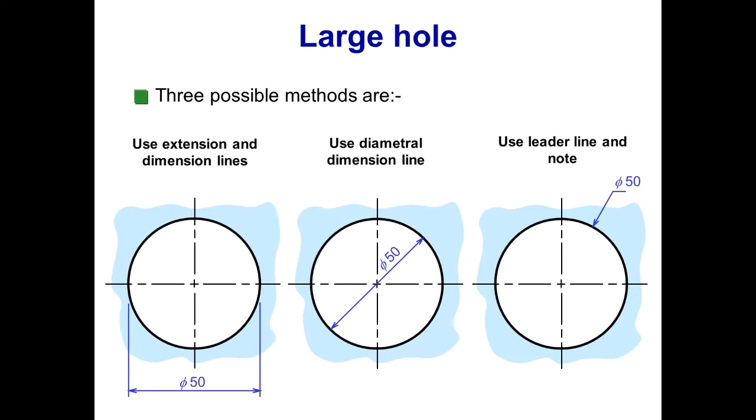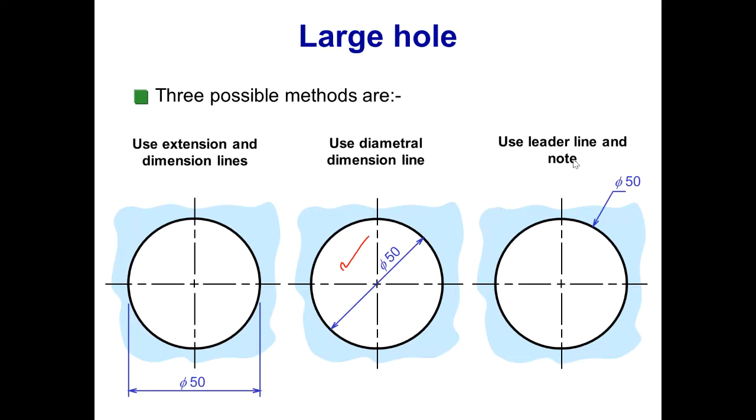Possible methods for the large hole. Now we have moved from the small hole to the large hole. So the possible methods to dimension the large hole are also these, that you can use the extension and the dimension lines. You can use the diametral dimension line. Now the diametral dimension line is basically a dimension line that is inside the circle and it's basically showing the diameter.